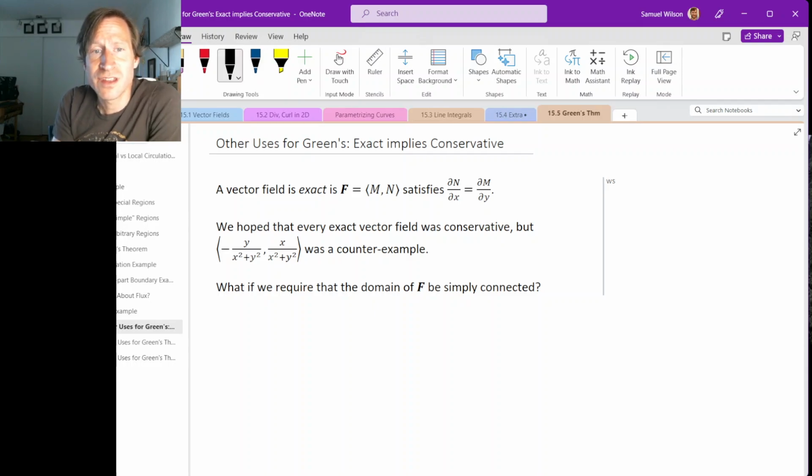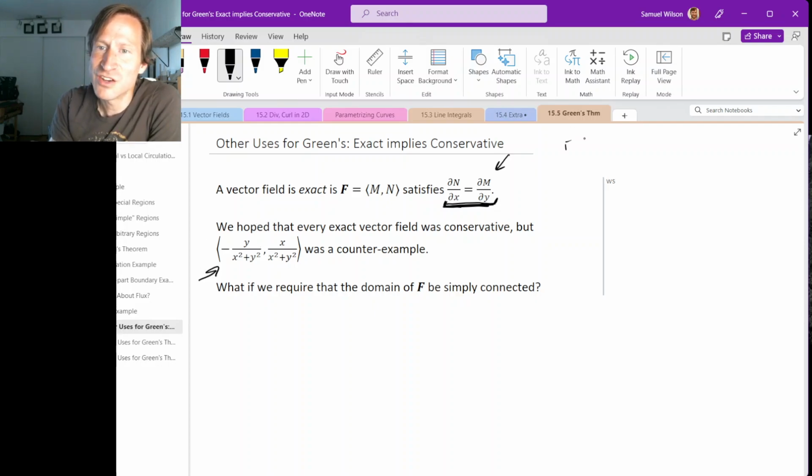So one involves this problem that we ran into when we talked about conservative vector fields. We hoped that if we had a vector field that satisfied this equation, partial n partial x equals partial m partial y, this would be enough to detect a conservative vector field. But in fact, it's not. We worked out this example. It does satisfy this equation, but this vector field is not conservative because there are line integrals around closed loops that aren't zero for this vector field, right?